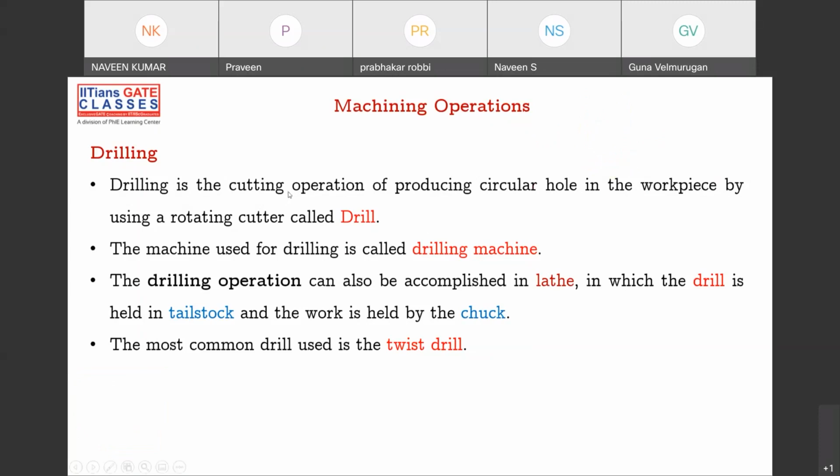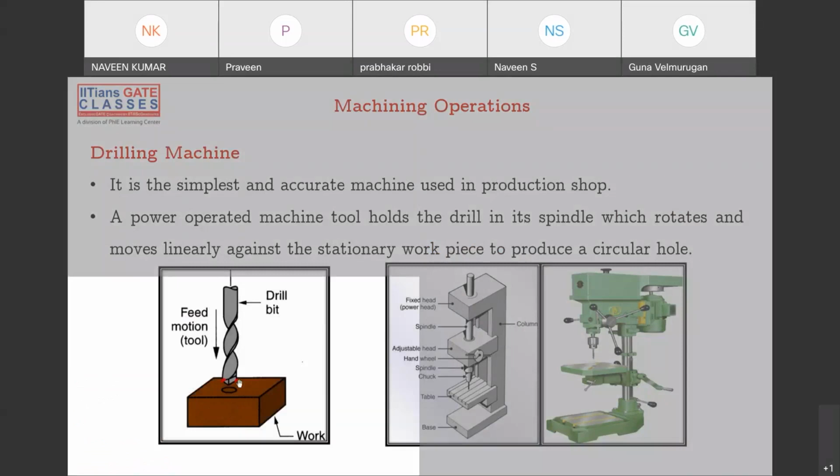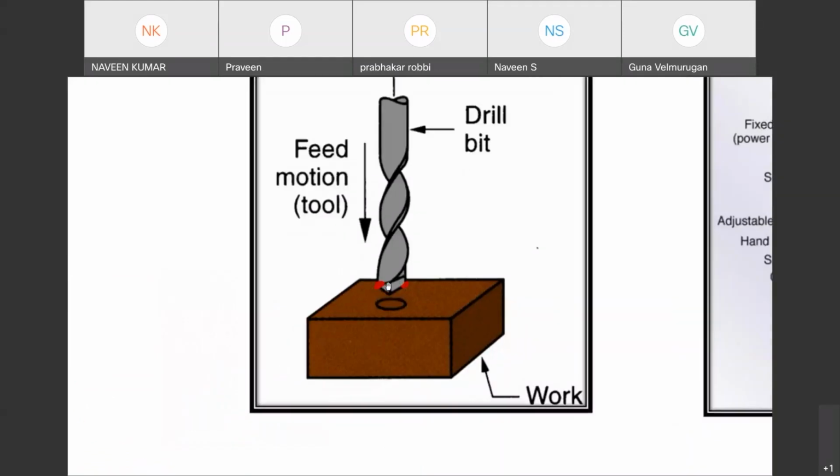Drilling is the cutting operation of producing a circular hole. Obviously, you know that drilling will make holes in the workpiece by using a rotating cutter called a drill. All these things we have seen, and this is a drill bit. And if you see, let me put the points and zoom it for you. These are your cutting points. So see, these two are your cutting points, and this is your center, and cutting action will take place. And these are called flutes. And through these flutes, the chips will come out.